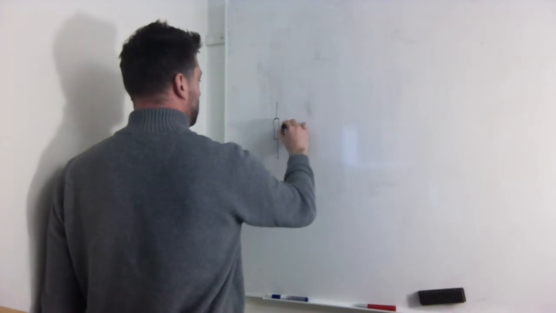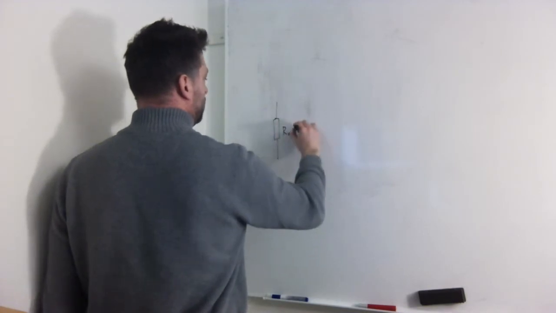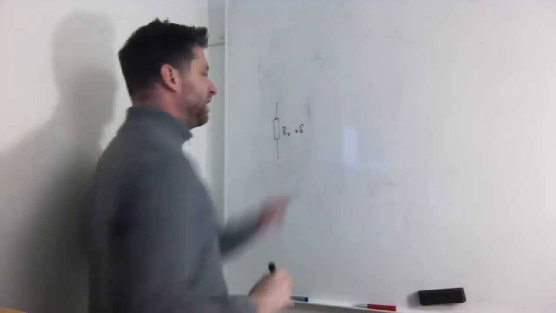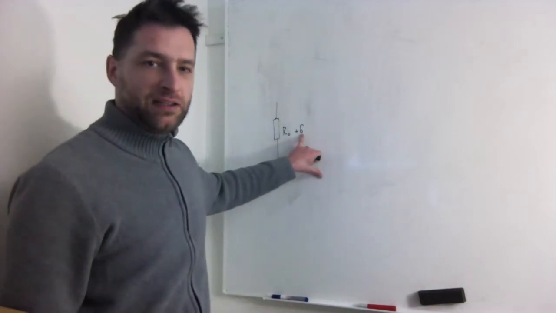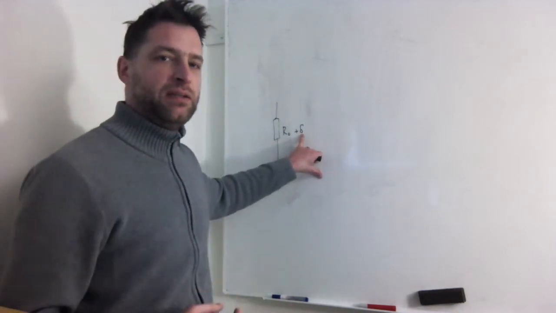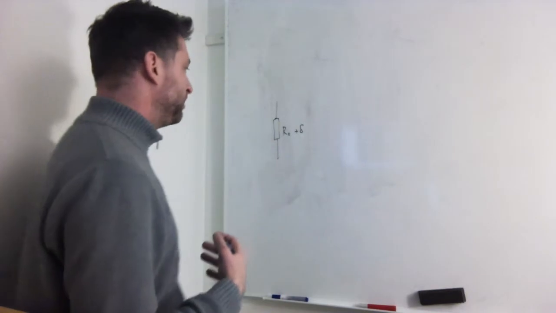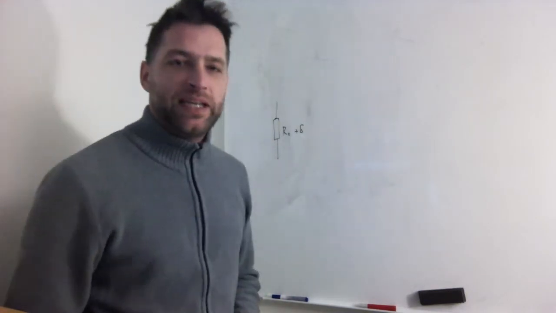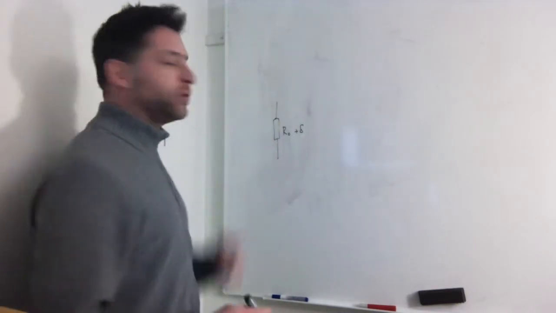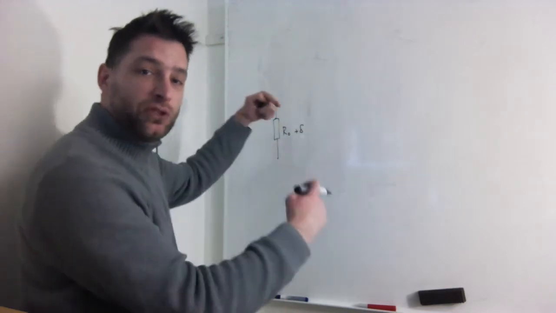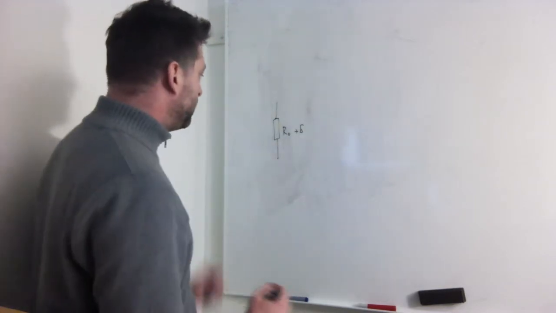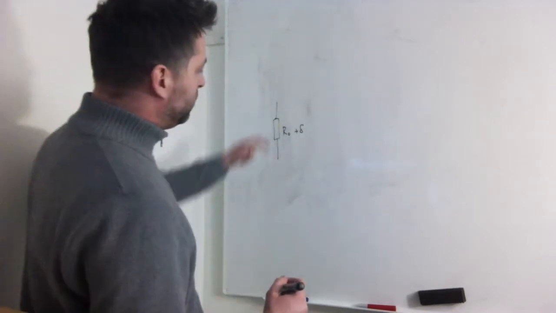R0 plus a value delta, and the delta will be the varying part that depends on the physical property that I want to measure, for example, the strain. Now, an easy way of measuring a resistance is to send a current through it and actually measure the voltage change over it. So let's send a current through this resistor.